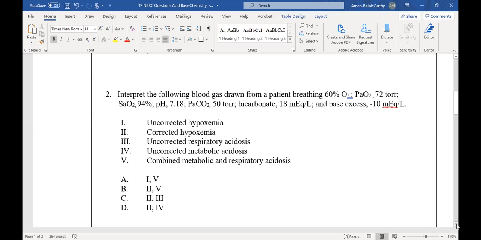Okay, so let's look at it. What is pH doing? Acid. What is CO2 doing? Acid. What's bicarb doing? Acid. So it's a combined acidosis. Remember I told you if all of them are going the same way, it's a combined acidosis, right? Sometimes they'll say combined metabolic and respiratory. They're just trying to show you the combination, but you don't even have to say metabolic and respiratory. You can just say combined acidosis. So that is combined acidosis with uncorrected hypoxemia. That's what that is.